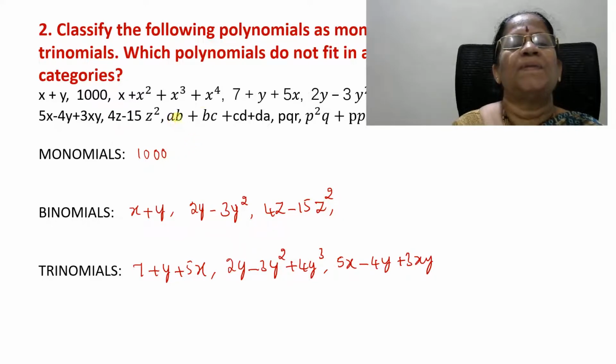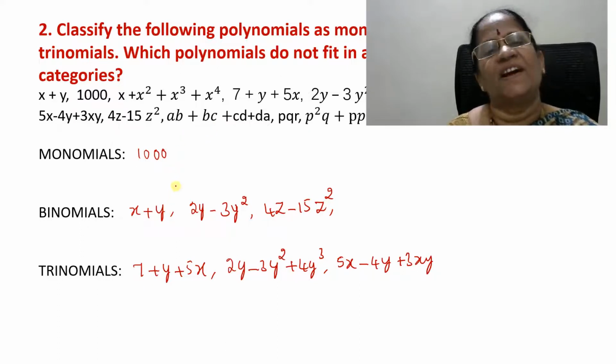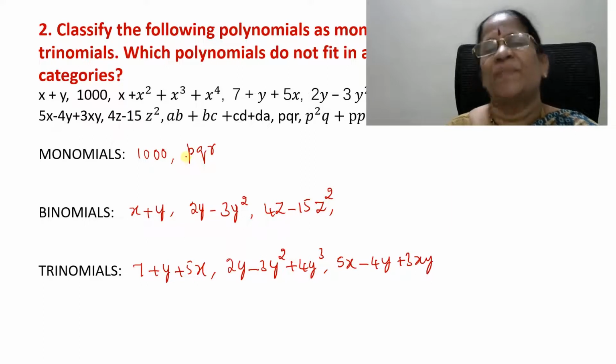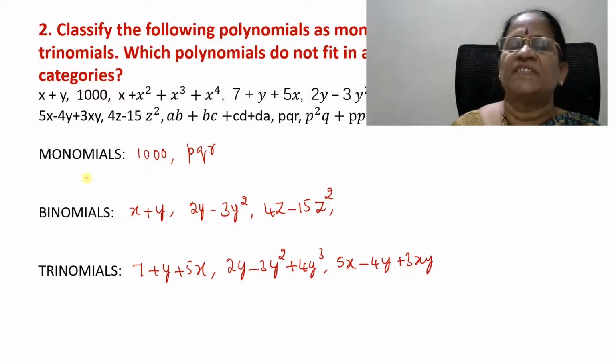Then AB plus BC plus CD plus DA, even this has four terms, which will not fit into any of these three categories. Then PQR, as I have already told, even though it contains three letters, they are not separated by either plus or minus sign. It comes under monomial only. So when you have a product of terms, it is considered as a single term only.